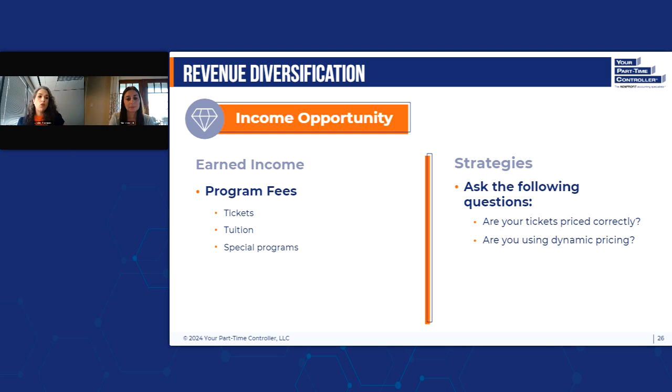And then, as we think about program fees, and that's tickets, tuition, special programs, one of the things I love to talk about with ticketing is dynamic pricing. With dynamic pricing, what you're saying is, I'm going to set a floor and I'm going to set a ceiling, and let the algorithm determine the demand for this show, and that will determine the cost of the product, the cost of the tickets within this floor and ceiling.